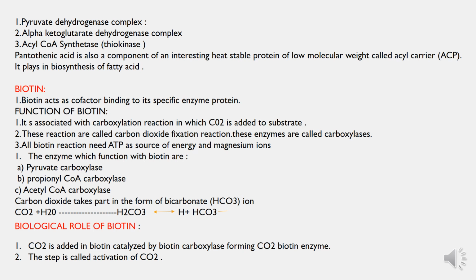All biotin reactions need ATP as a source of energy and magnesium ions. The enzymes which function with biotin are pyruvate carboxylase, propionyl coenzyme A carboxylase, and acetyl coenzyme A carboxylase. Carbon dioxide takes part in the form of bicarbonate ion. Carbon dioxide and water get converted into H2CO3, which is then interconverted with hydrogen ion and HCO3 negative.